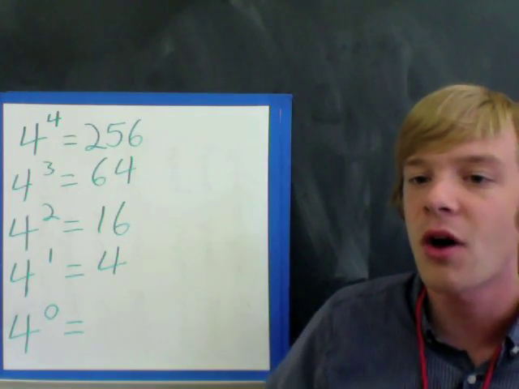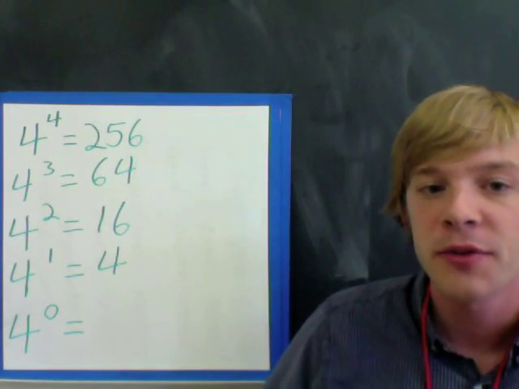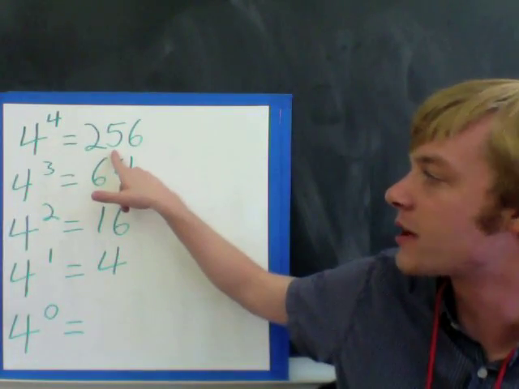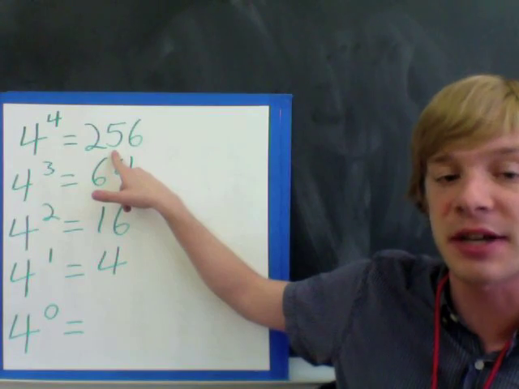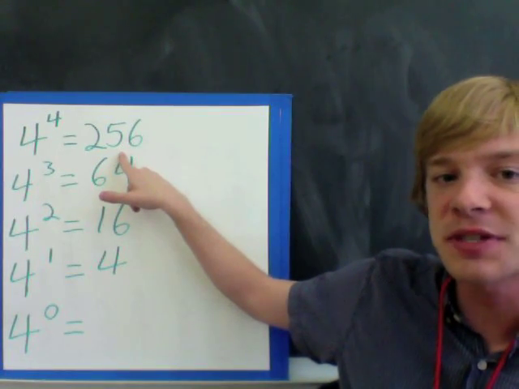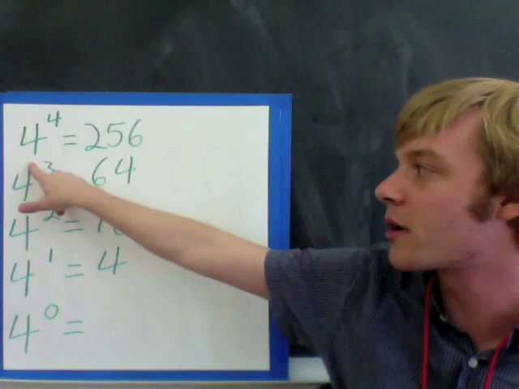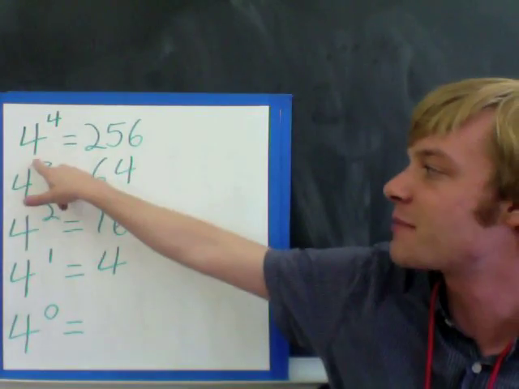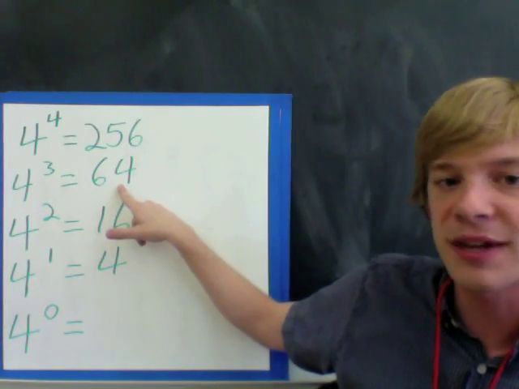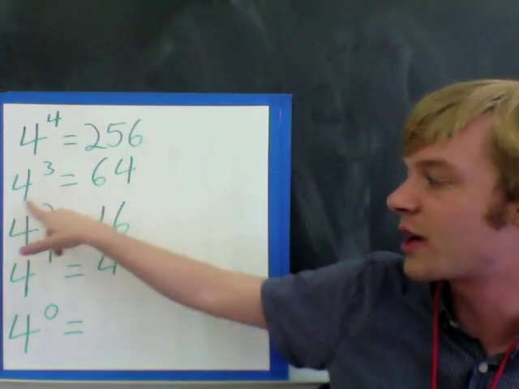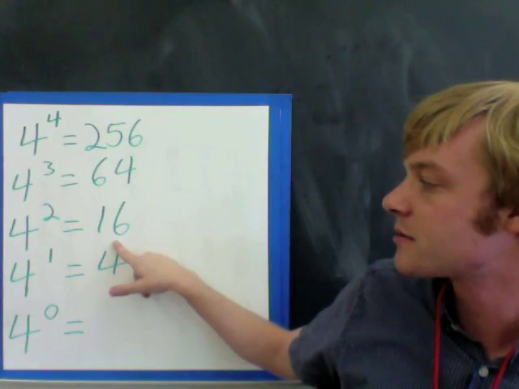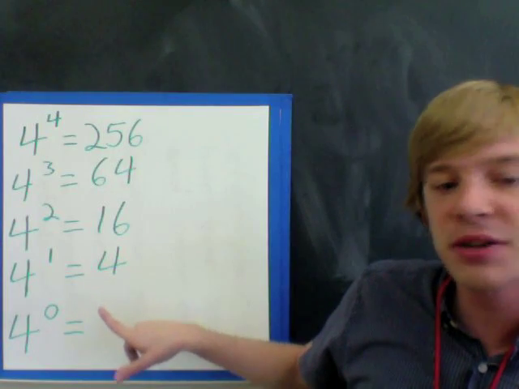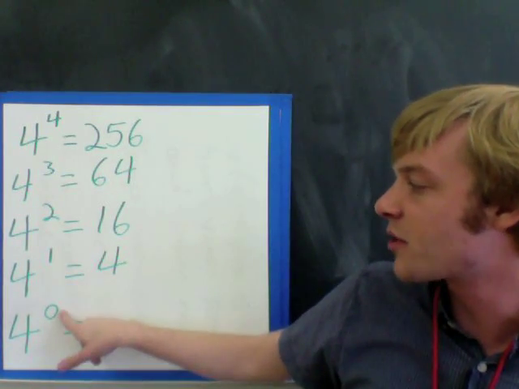If I write out all of the powers of 4, there should be a pattern that we notice. So 4 to the 4th power, if you calculate it out, is 256. Now if I take 256 and I divide by my base of 4, I'm actually going to get 64. So 256 divided by 4 is 64. If I continue this, if I do 64 divided by our base of 4, I'll get 16. And if I take 16 divided by 4, I get 4. And this will let us calculate what 4 to the power of 0 is.